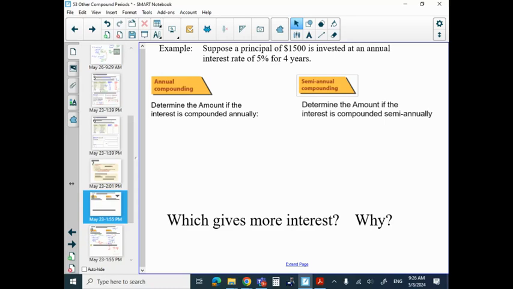So we have a principal of $1,500 invested at a rate of 5% for 4 years. Determine the amount if the interest is compounded annually. And so let's do a normal one. So A equals P(1 plus i) to the n. And we have our P, we have our i, and we have our n. Instead of listing given and whatnot, that's pretty quick and easy and communicates well anyways.